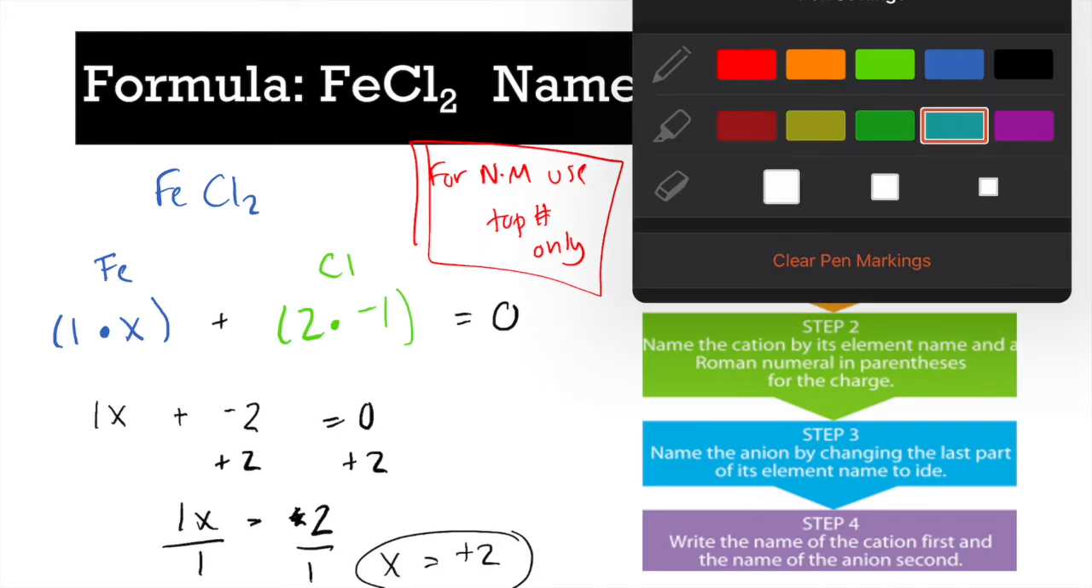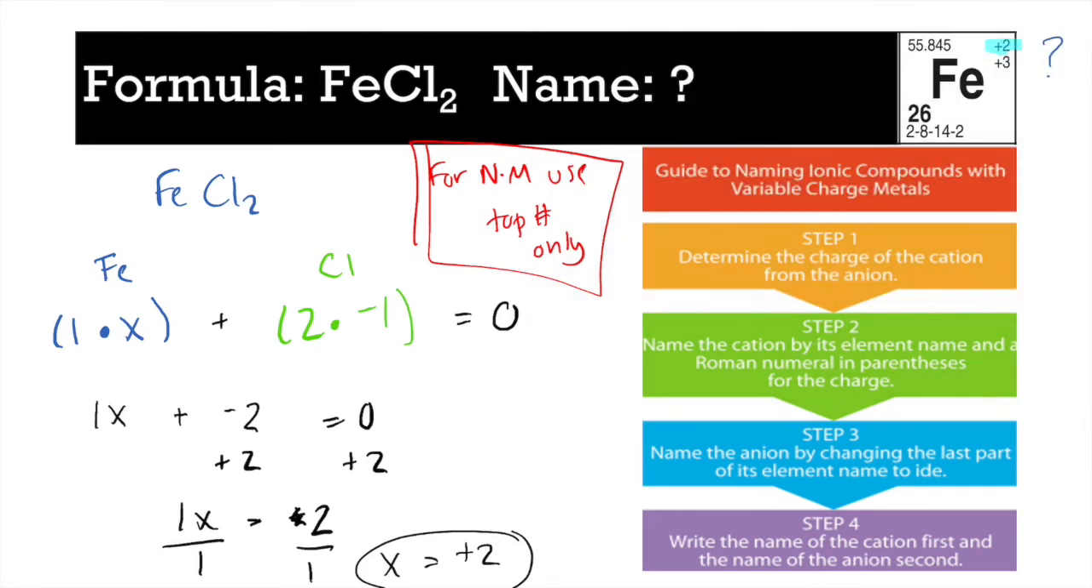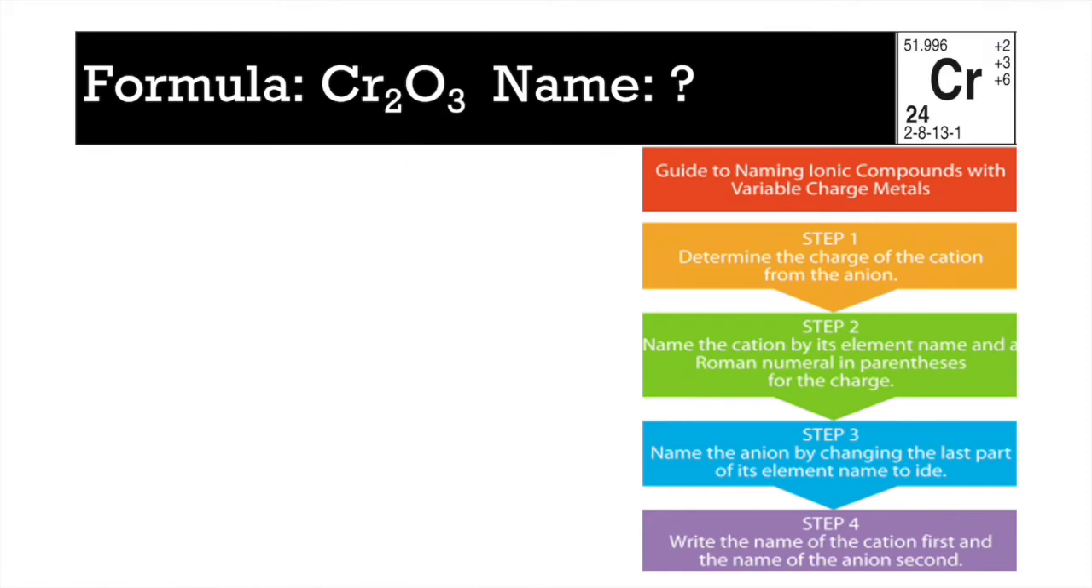So now when we go to name that, we have to say iron 2. So again, we can't just say iron because we have those two options. We have to say iron 2, and we know it's 2 because we solved for it because we know the compound is neutral. And then you name Cl like we did before, chloride. So that nonmetal with the IDE ending. And that is it. Okay, so let's try another example.